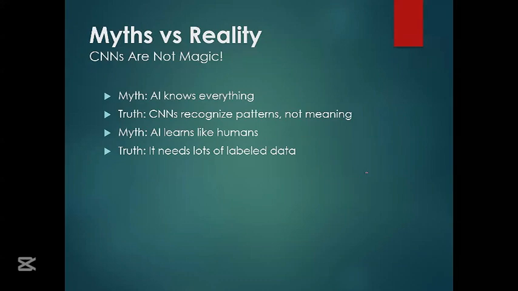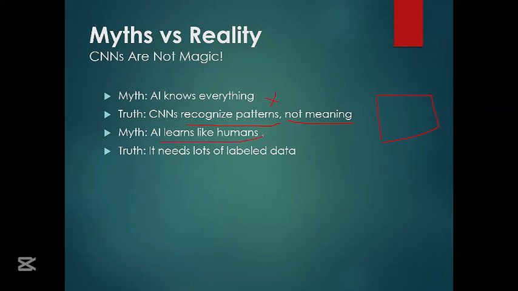Okay, so I put some myths and truths here, right? People think that AI knows everything, when it comes to CNN, right? But the truth is that CNN recognizes patterns, not meaning. Why am I telling that? Because the features we have to either give or generate, and based on that the CNN will work, right? But telling that AI knows everything is an incorrect statement, right?